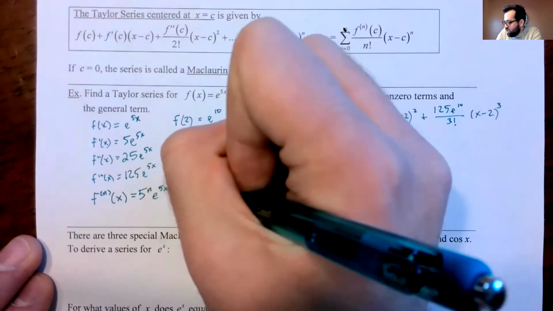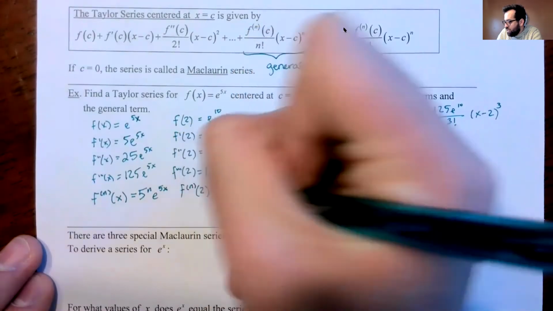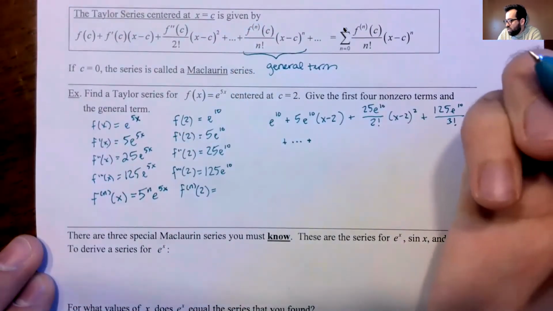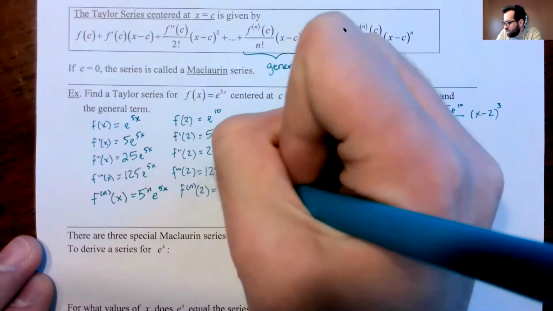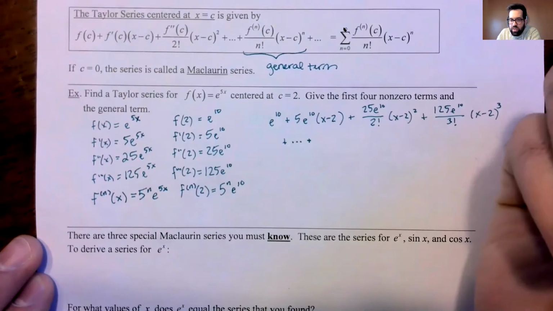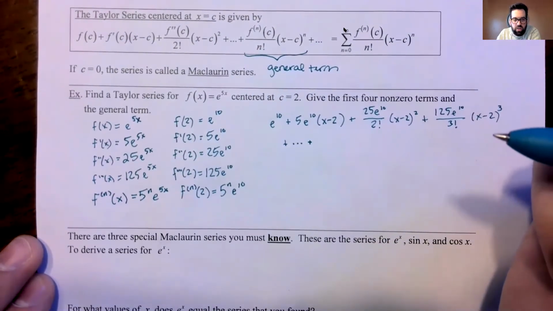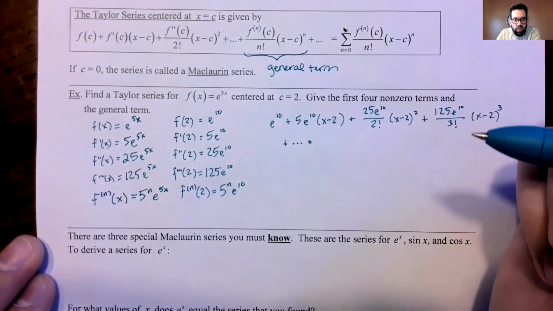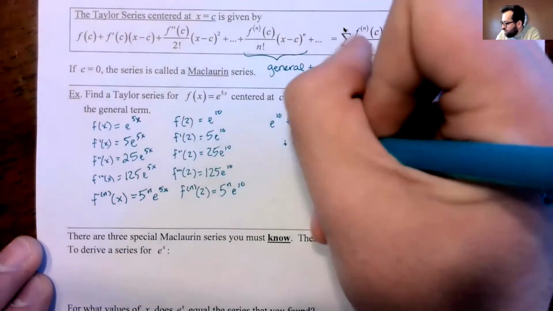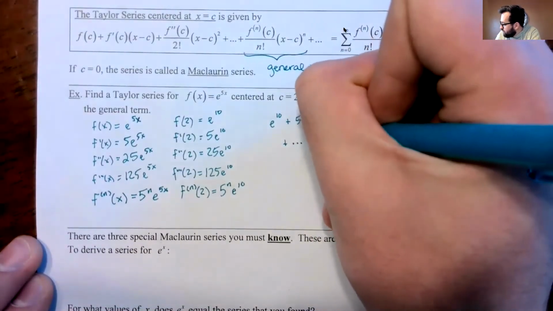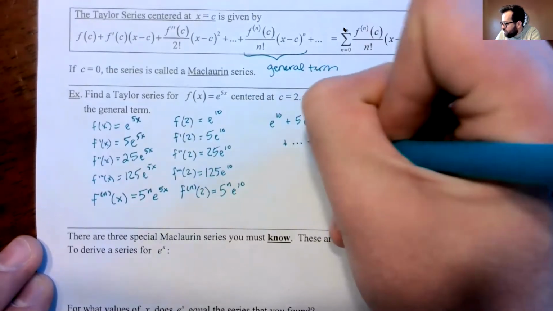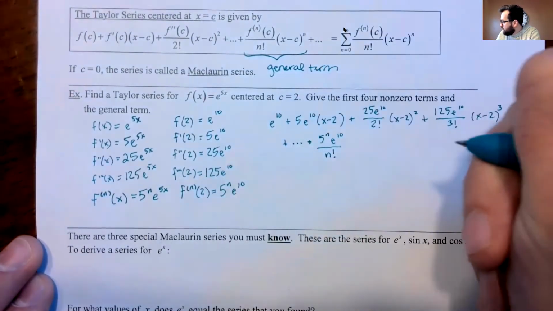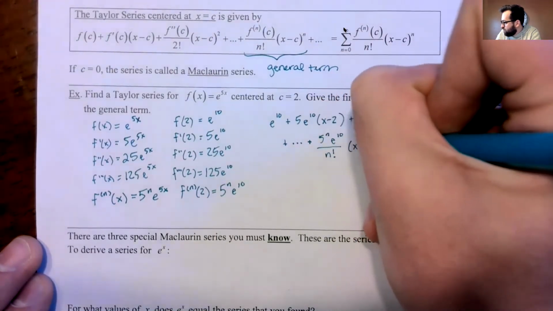If I write the general term specifically for x equals 2, it's going to be 5 to the n times e to the 10. So what that means is to write out this general term, I'm going to write in the numerator 5 to the n e to the 10 over n factorial times x minus 2 to the n.